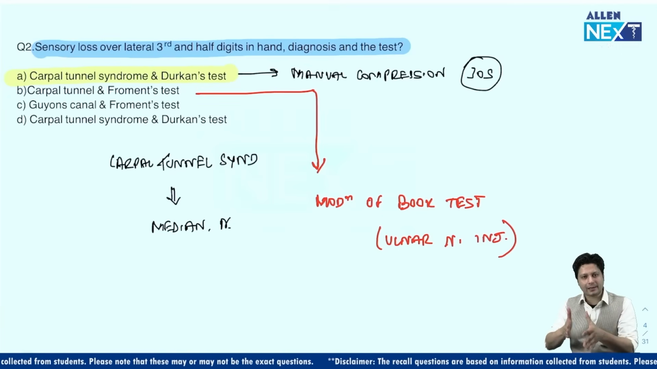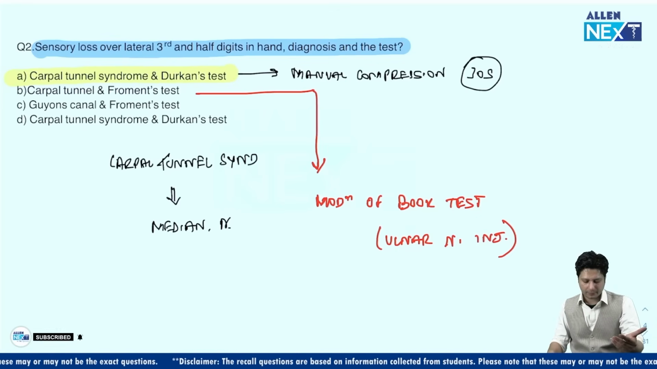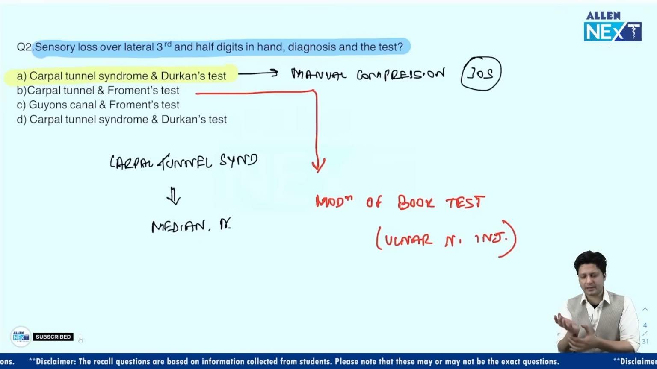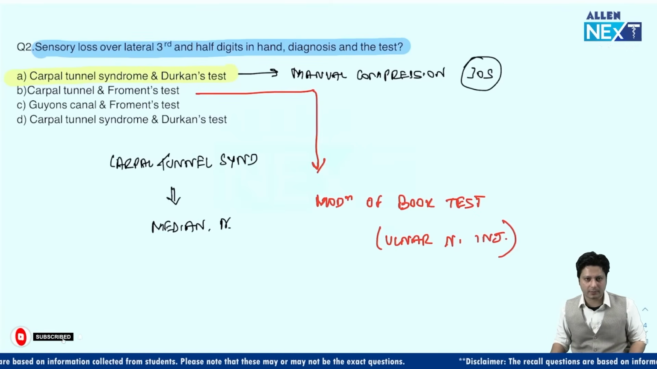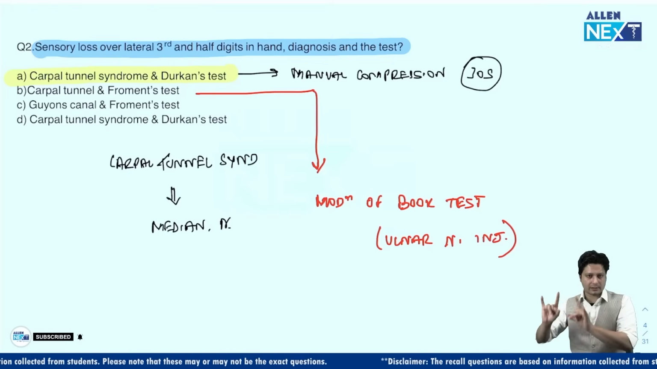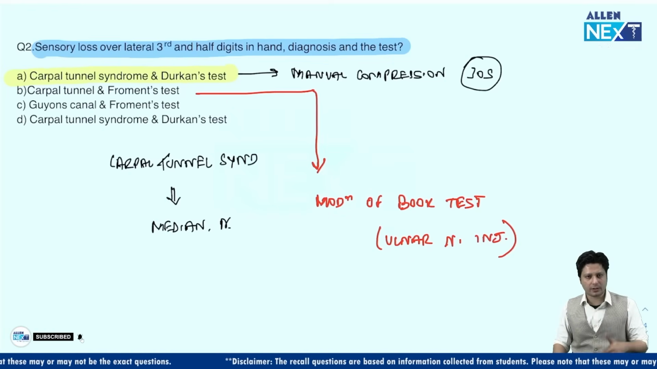So hopefully you have understood the importance of the Froment sign. The Froment sign is directly related to ulnar nerve injury when we are testing the ulnar nerve. The Durkan test, on the other hand, is simply compression of the median nerve, with over-exaggeration of the symptoms. Yes, in case of Guyon canal syndrome, the ulnar nerve is getting compressed. So hopefully you get the answer to this question straight away.